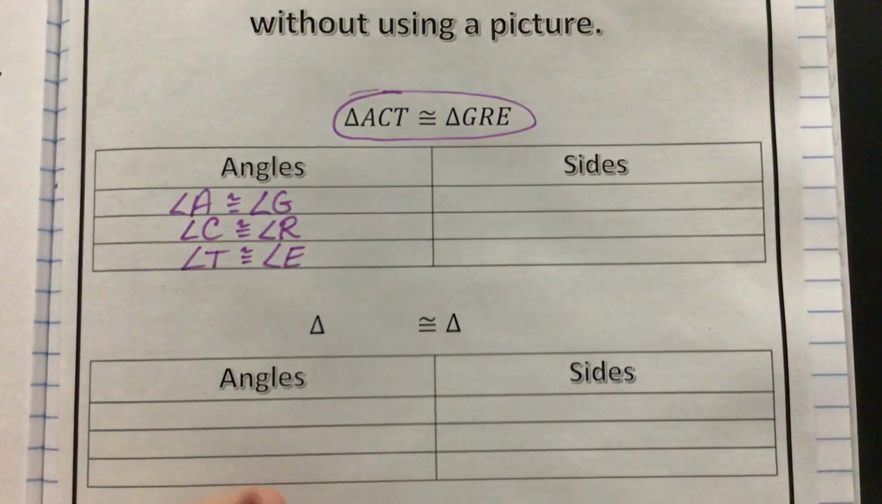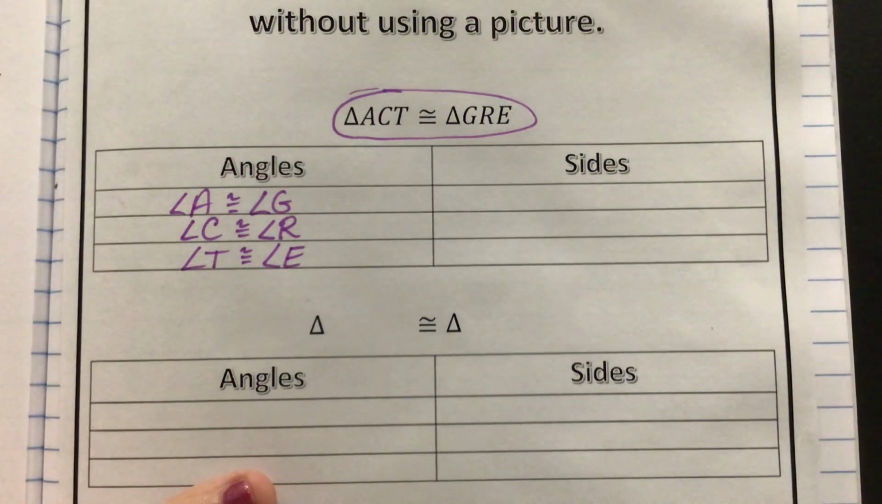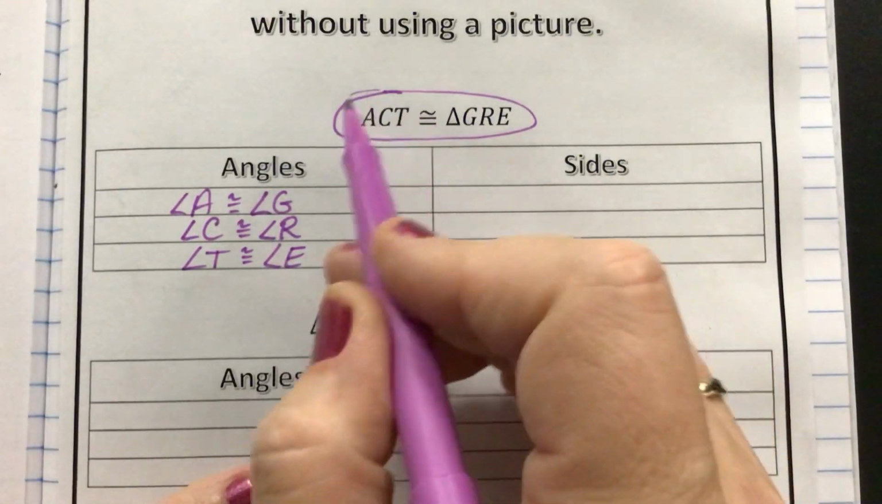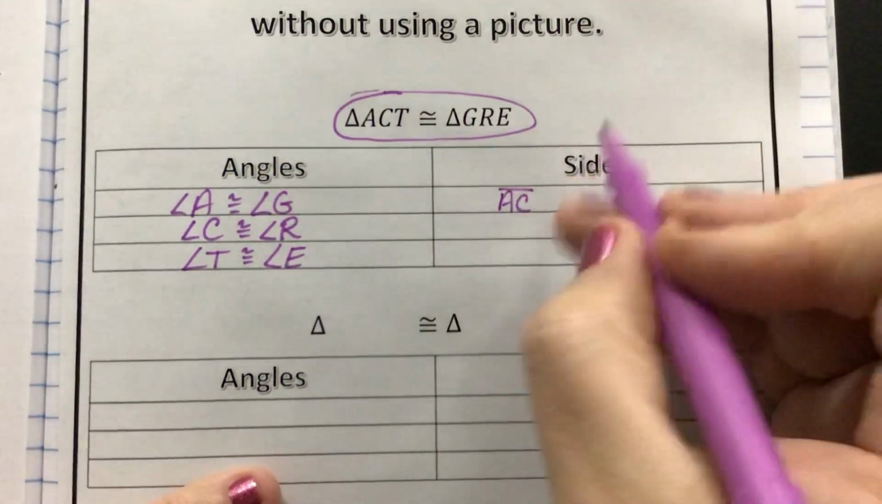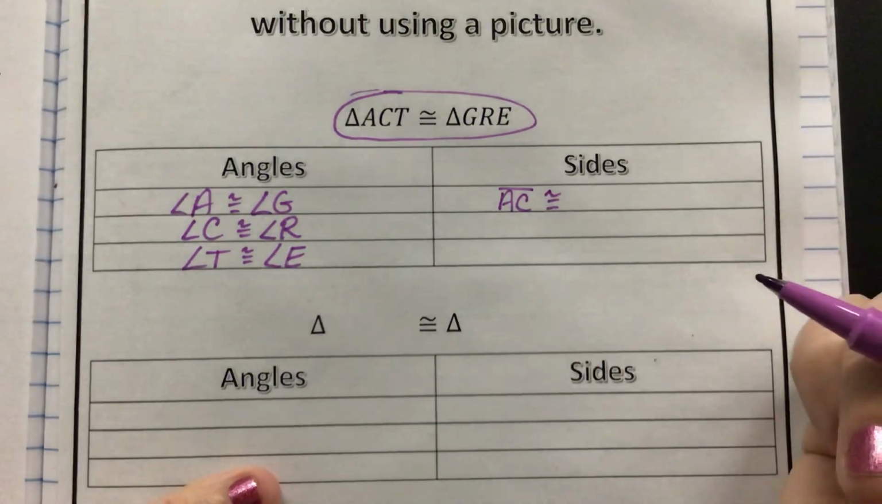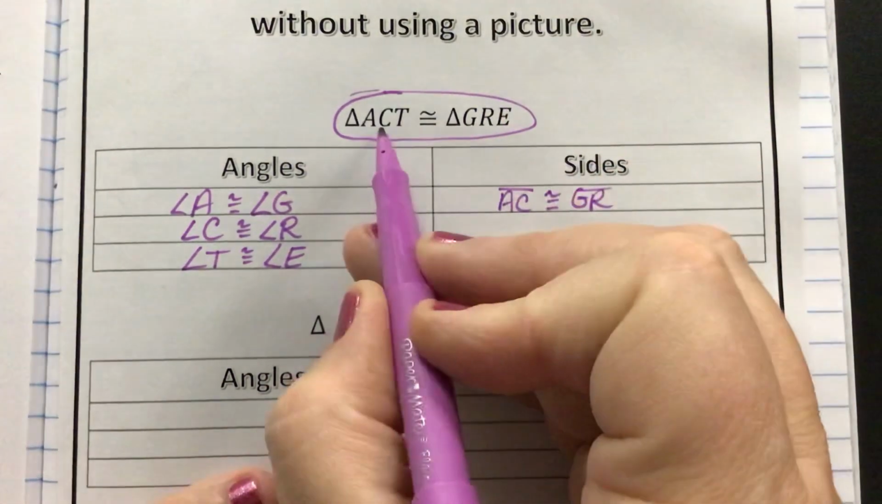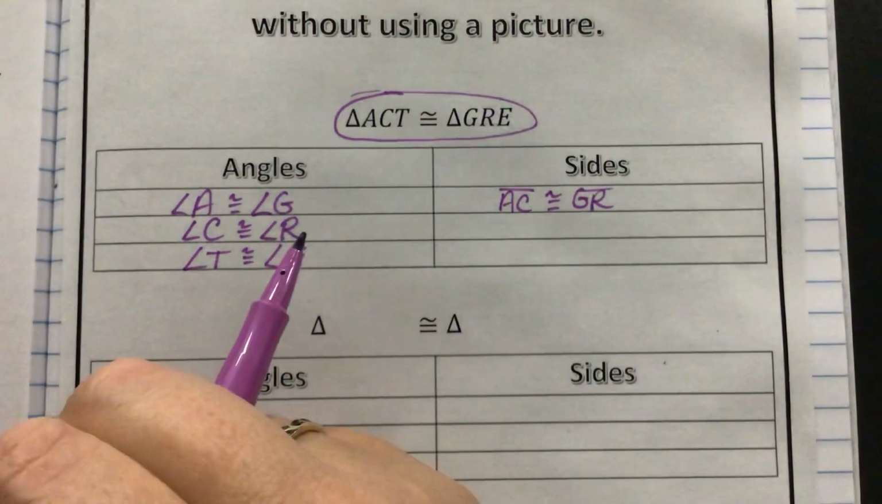Okay, now on to sides. A side is a segment. How do I name a segment? With how many letters? 2, right? So what's one side of triangle ACT? If I say segment AC, that's going to be congruent to what side? GR. You see how A and C are both listed first and second, and G and R are both listed first and second.